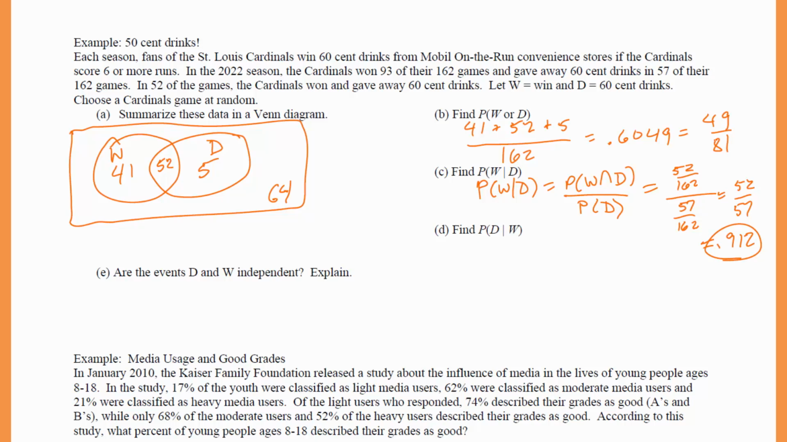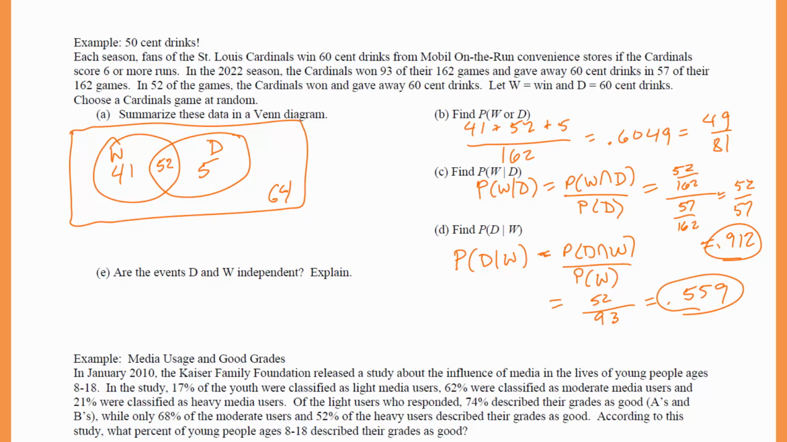Part D asks, find the probability of D given W. Is that going to be the same thing? No. We're still going to have the probability of D and W on the top, which is the same as probability of W and D. But on the bottom, we're dividing by a different condition now, the probability of W. So, still 52 on the top, but on the bottom is the whole W circle, which is 93. So 52 out of 93 gives us 0.559.